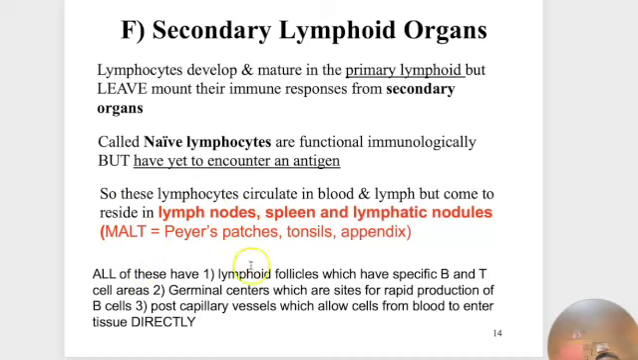All these have lymphoid follicles, which have specific B and T cell areas. Rapid production of B cells.